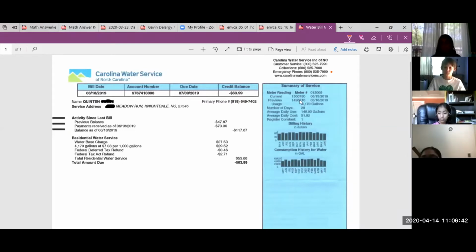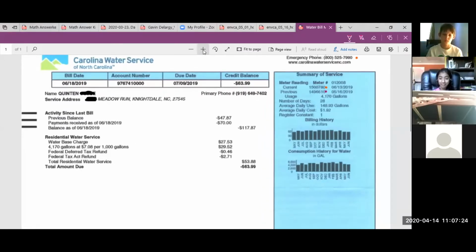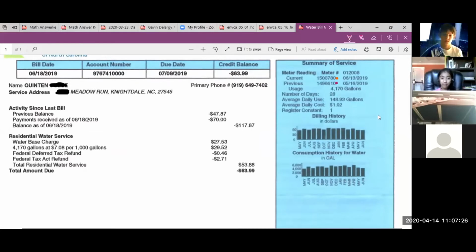So these are the meter readings. And in total, the customer used 4,170 gallons of water from 5/16/2019 to 6/13/2019. Okay. I will increase the size so y'all can see that better. Does that look better?